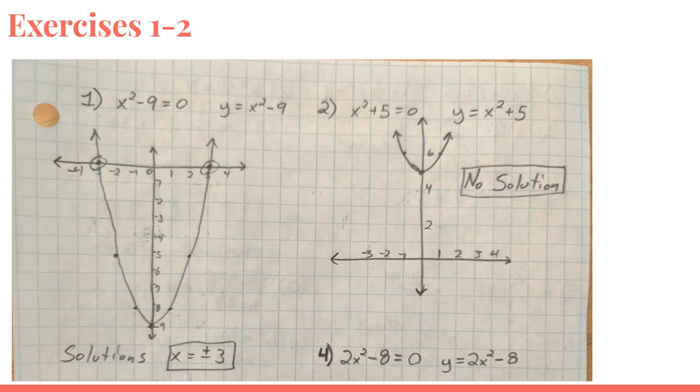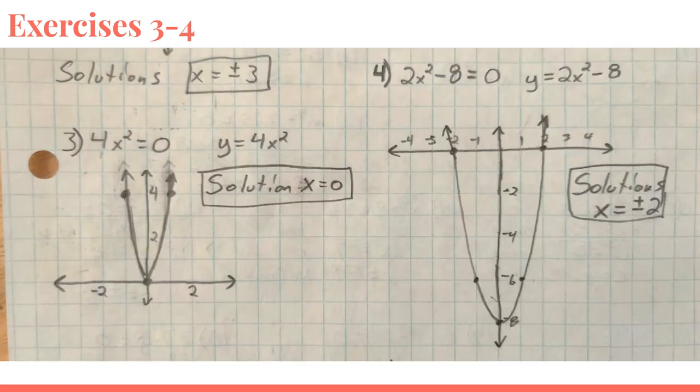So number two should be no solution. We have a positive y-intercept and it curves up. So it's never going to cross the x-axis. Number three, we see that basically that is a version of our parent function, just amplified by the coefficient of 4. Therefore, we have a single solution, x is 0. Number 4, solution should be positive and -2.